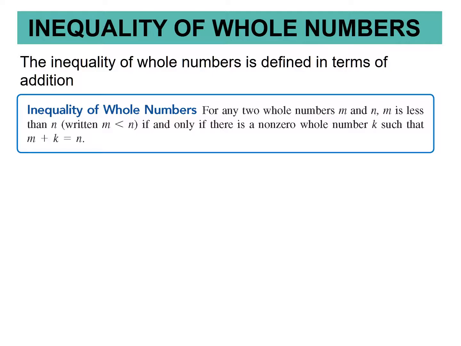So we write inequality. This is not official, but the correct mathematical symbolic representation. So if I have any two whole numbers, m and n, where m is less than n, okay, that only happens if I could add some number to m and get the bigger number n.